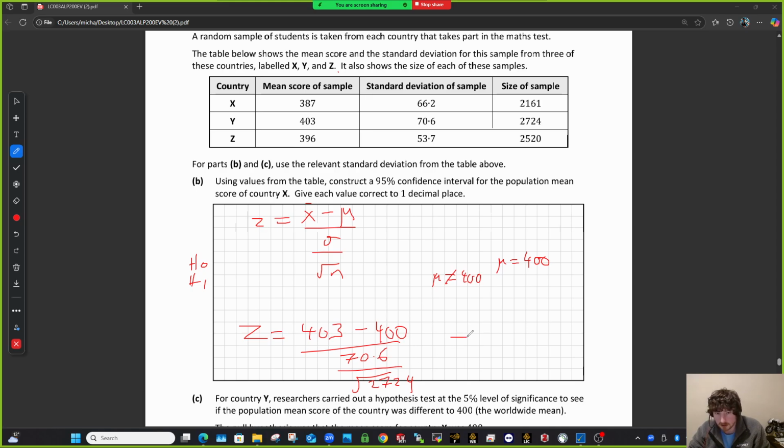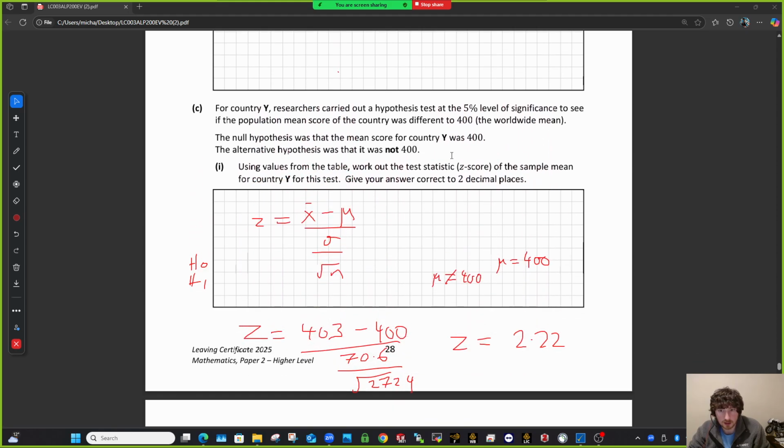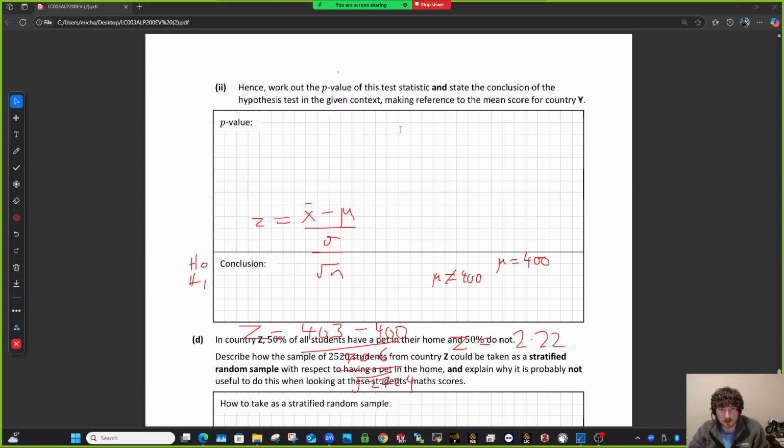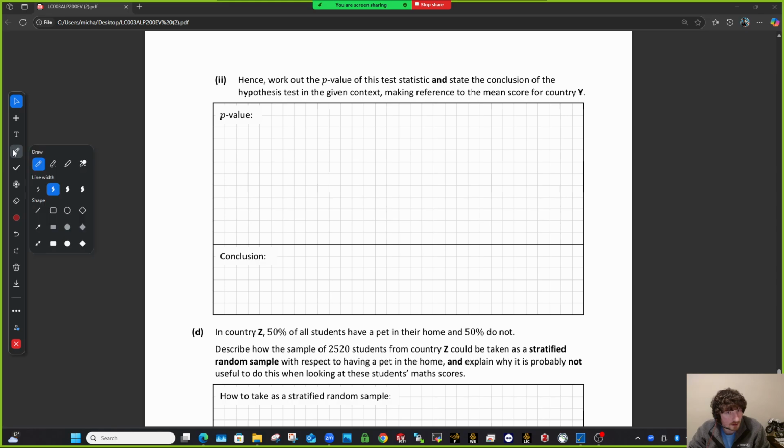Yep. So we get a z-score there of 2.22, and that means we reject H0, but I think we keep that conclusion until down here. It doesn't want us to finish it, so it tells us to do this here. So we got a z-score there of 2.22. We're asked to work out a p-value for that. So there's the p-value formula.